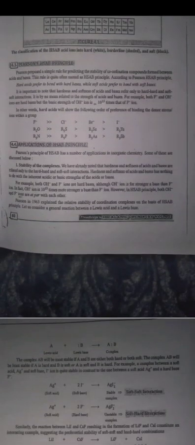Pearson in 1963 explained the relative stability of coordination compounds on the basis of the hard soft acid base principle. Let us consider a general reaction between a Lewis acid A and a Lewis base B. The complex AB will be more stable if A and B are both hard or both soft. The complex AB will be least stable if A is hard and B is soft, or A is soft and B is hard.